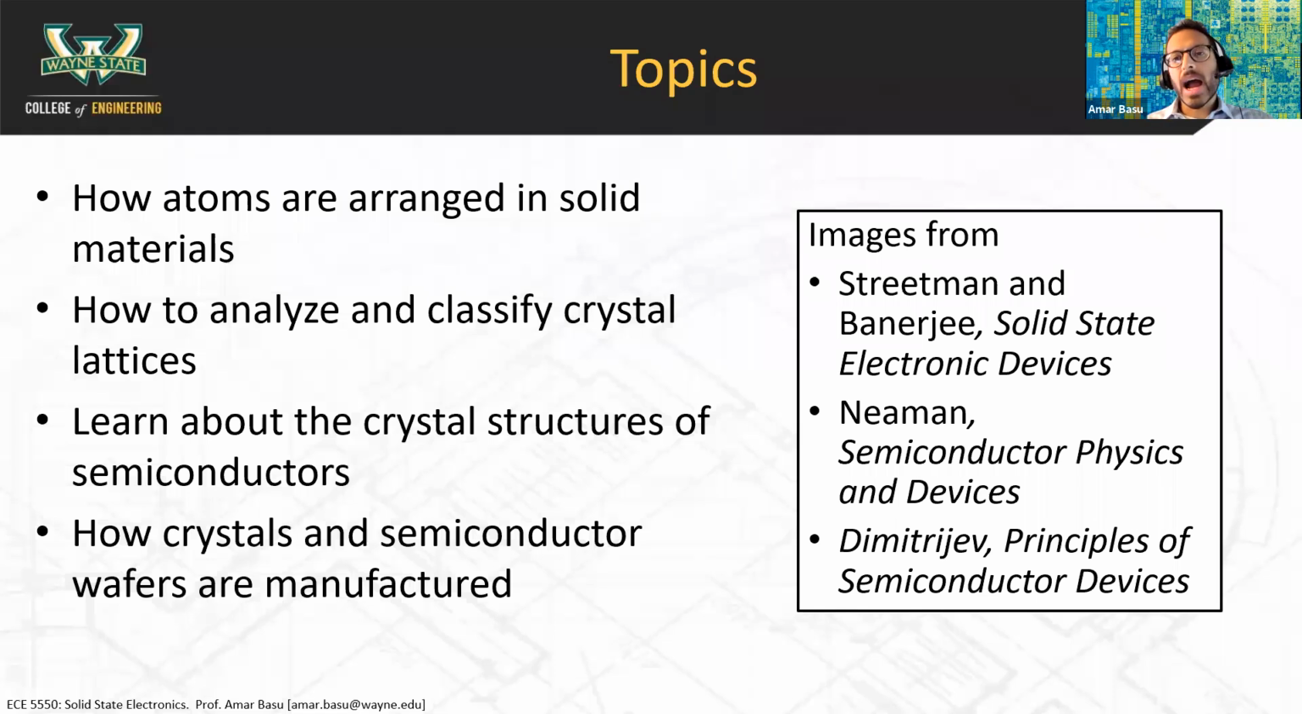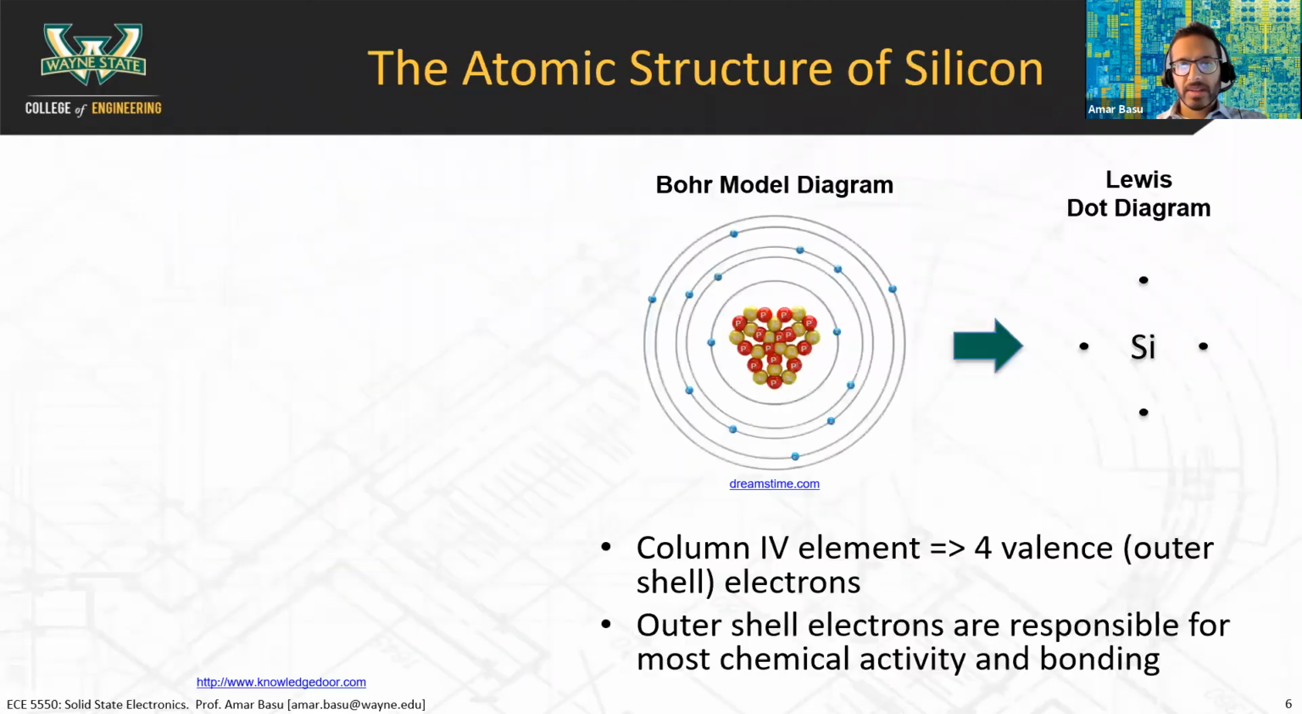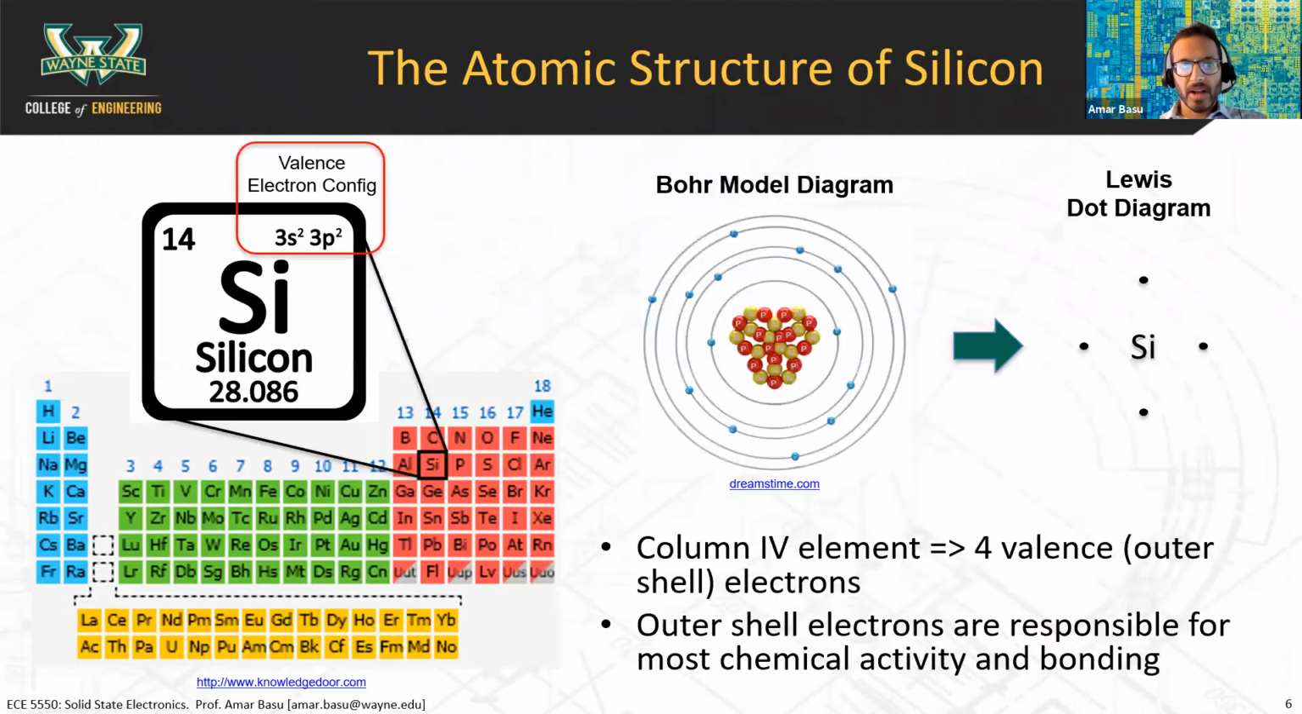And so how many atoms? Each silicon atom is bound to how many atoms around it? 4. That's correct. Each silicon atom is bound to 4 silicon atoms around it. This is because silicon is column 4 in the periodic table, so it has 4 electrons in its outer shell.